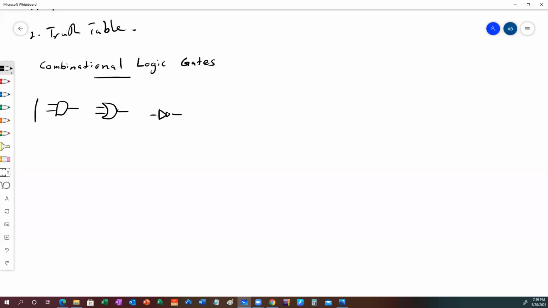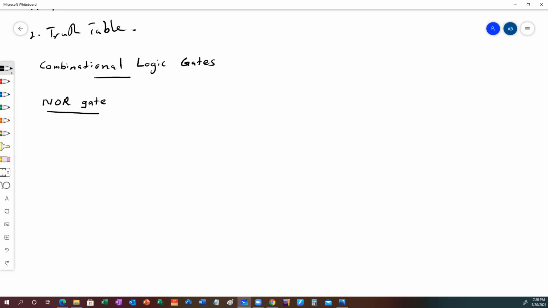Out of these three, we can create some more logic gates. Those logic gates are called combinational logic gates. Combinational logic gates. So first we are gonna create this one. What is it? We are gonna create NOR gate.